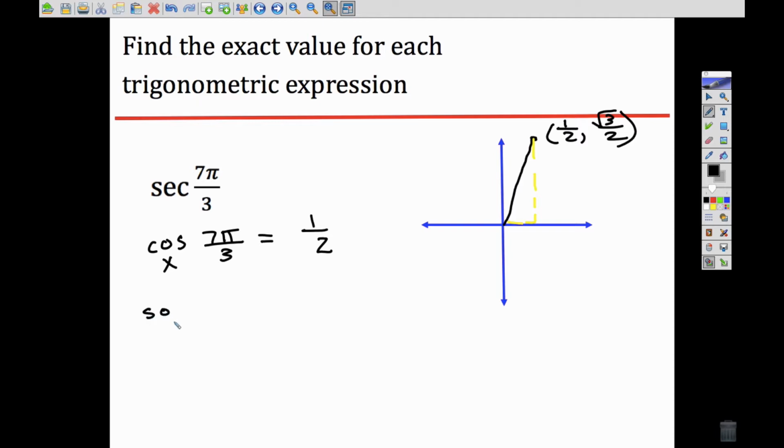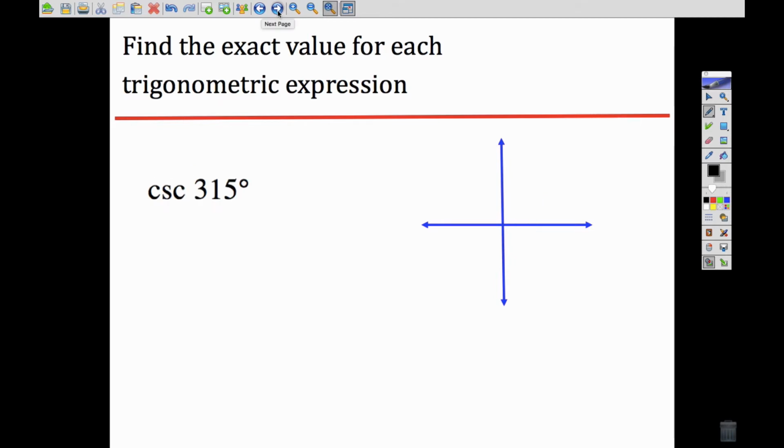So that means the secant of 7 pi over 3 is the reciprocal of this. 2 over 1, which is just 2. Done. So we make it into an easier problem by saying secant is the reciprocal of cosine. Figure that out, and then take its reciprocal.